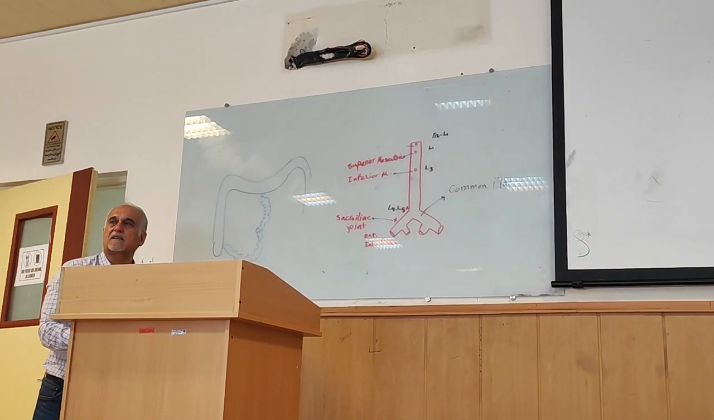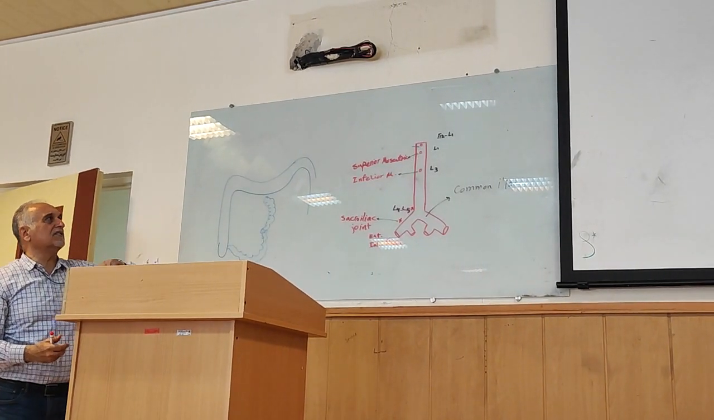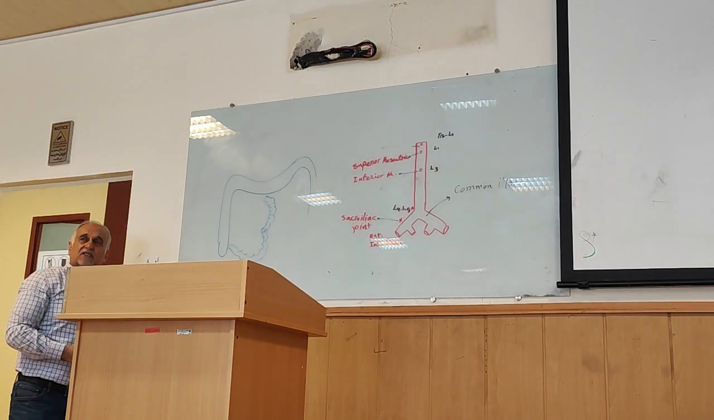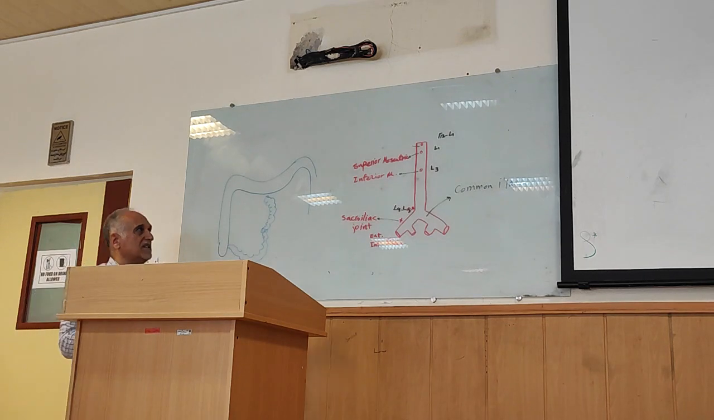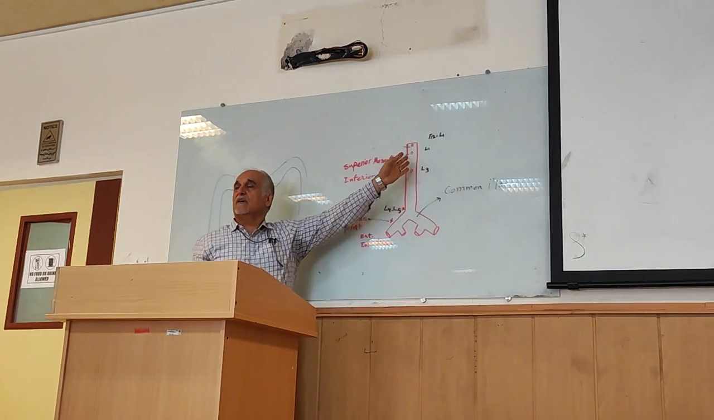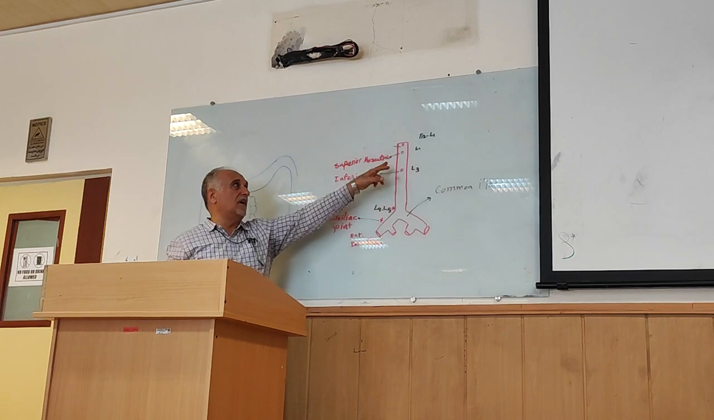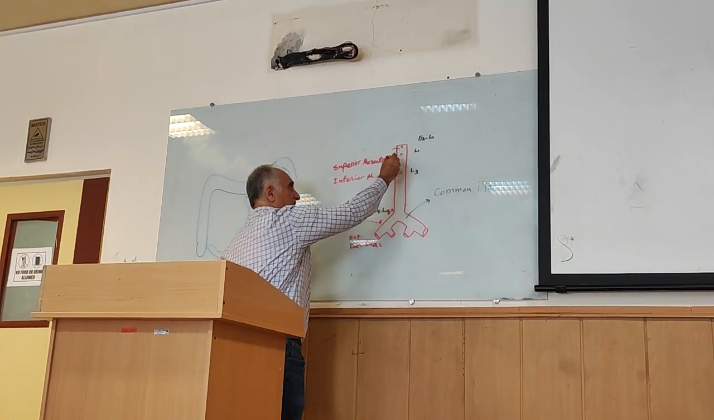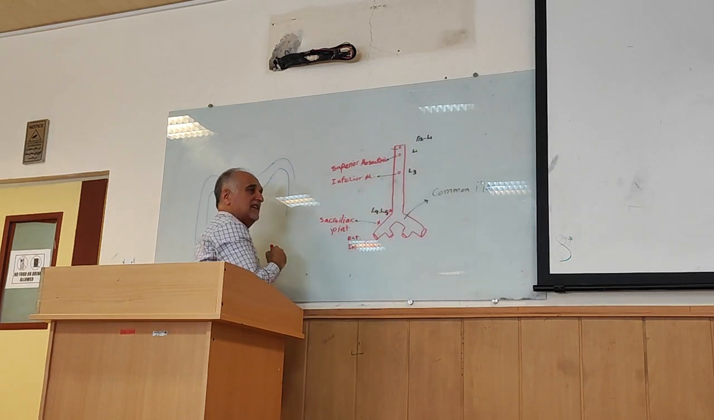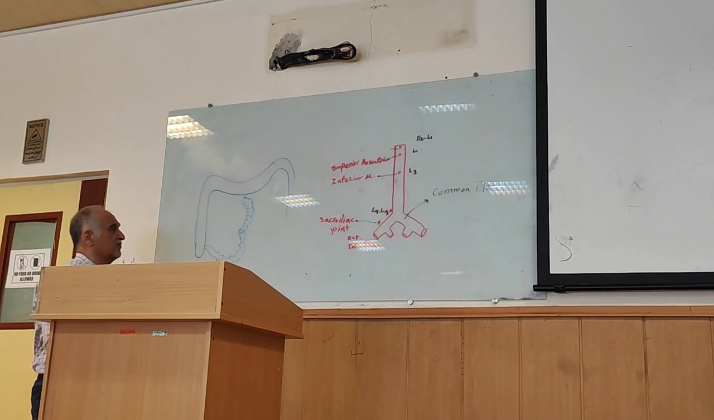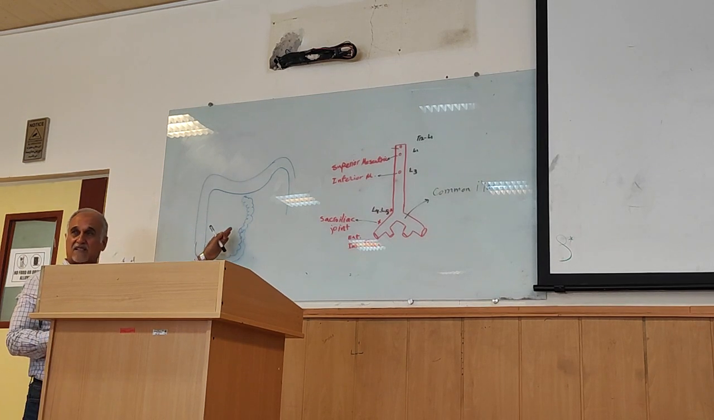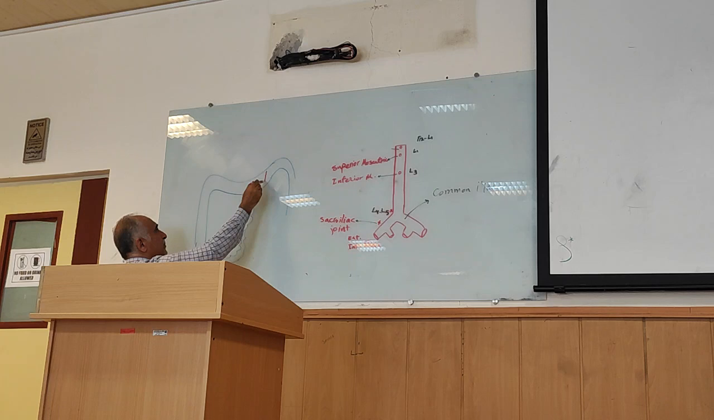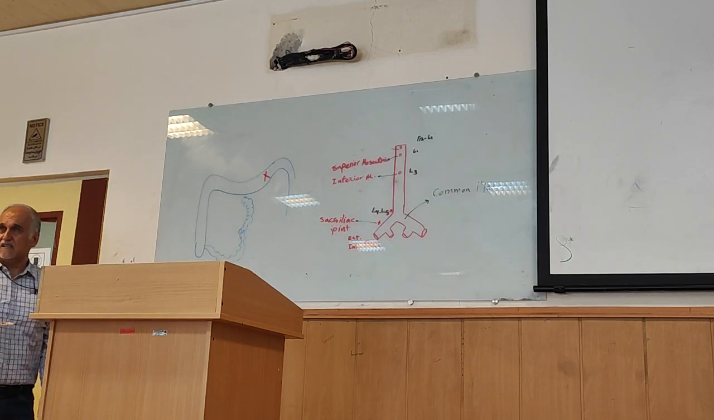Says back to the class. After the celiac trunk, we reach the superior mesenteric. The superior mesenteric separates from the aorta at the level of L1. Then it comes down like this, and it's going to supply all the small intestine and the large intestine till this part. Yes, I mentioned this before.